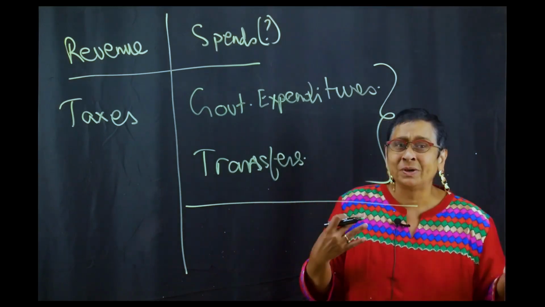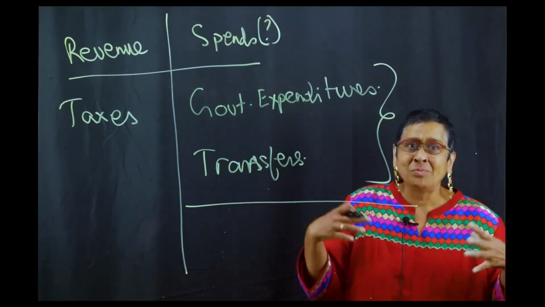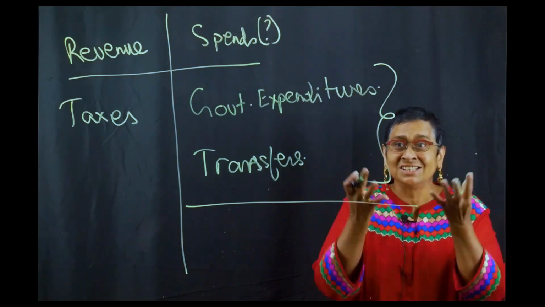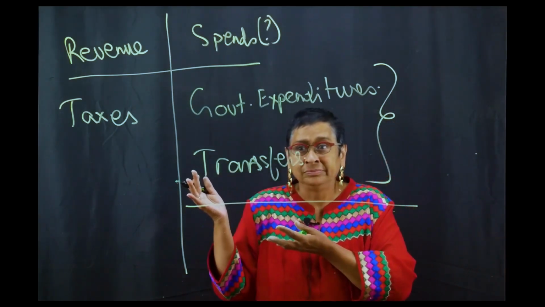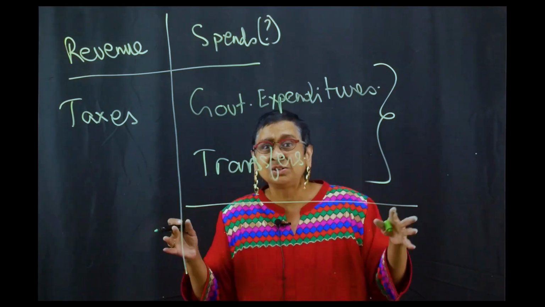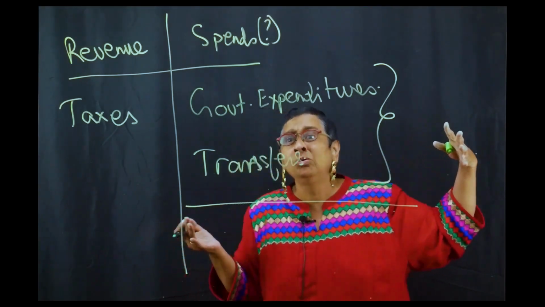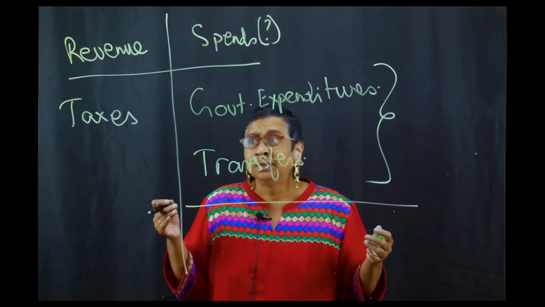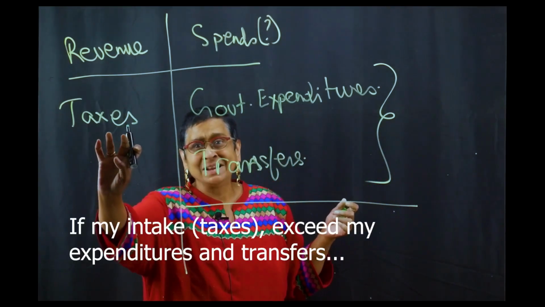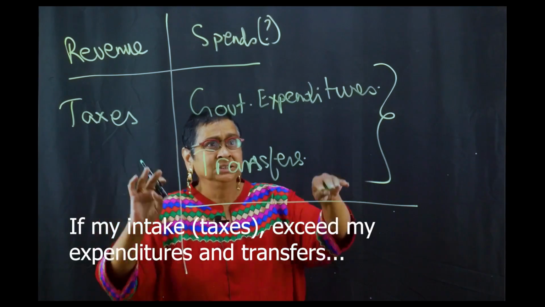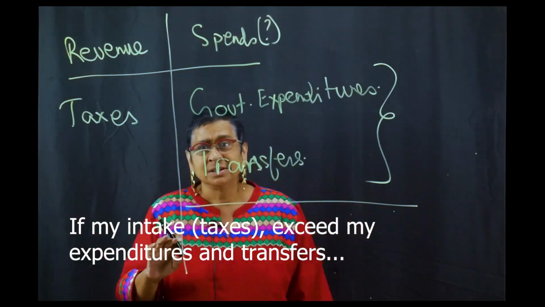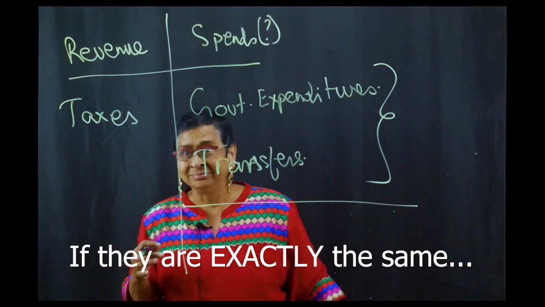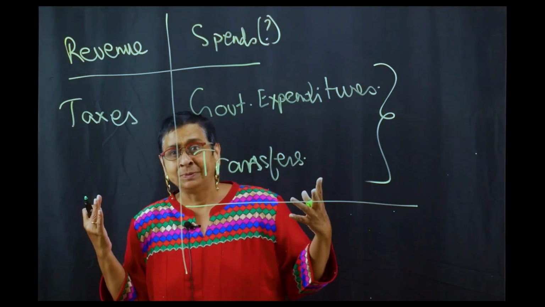So think of it this way. The deficit may be how much extra did my spending this year exceed my income. That's not the same as your debt, which is what is the total amount I owe, putting everything together, right? If, for example, my intake, my taxes exceed my expenditures and transfers, right, then I've got a budget surplus. And if they are exactly the same, then I've got a balanced budget.